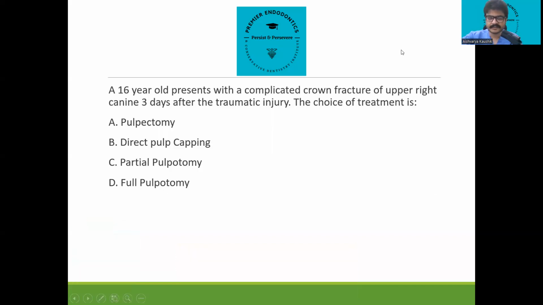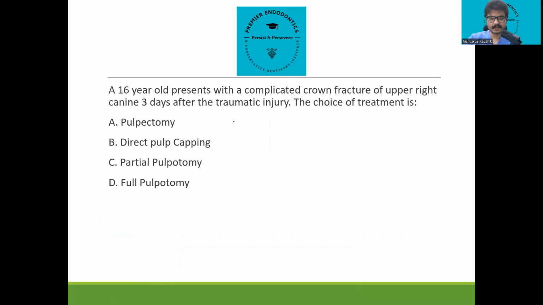All right. So a 16-year-old presents with a complicated crown fracture of upper right canine 3 days after the traumatic injury. Now the choice of treatment in this case would be, all right. So let us again look at the key points here.